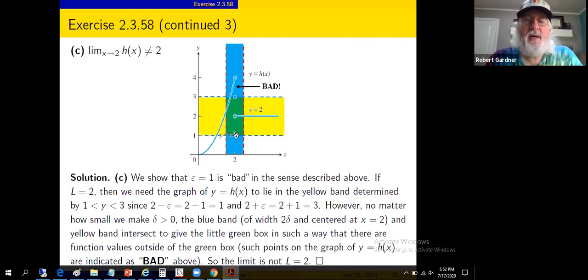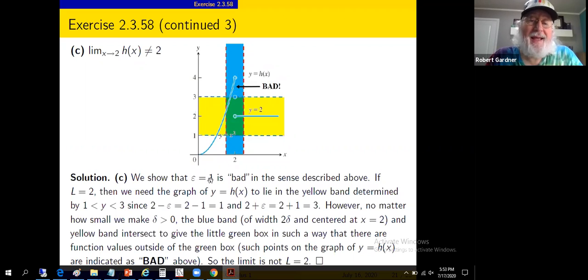Could you have made epsilon a little bit bigger and still have it bad? Yeah. If I made epsilon equal to 2, then we'd have the yellow band run from 0 up to 4. Well, if I made it 2, it would contain all of the curve then. On the left, we'd be okay. But anything less than 2 and you've got a problem. You'll have a little bit sticking out above.